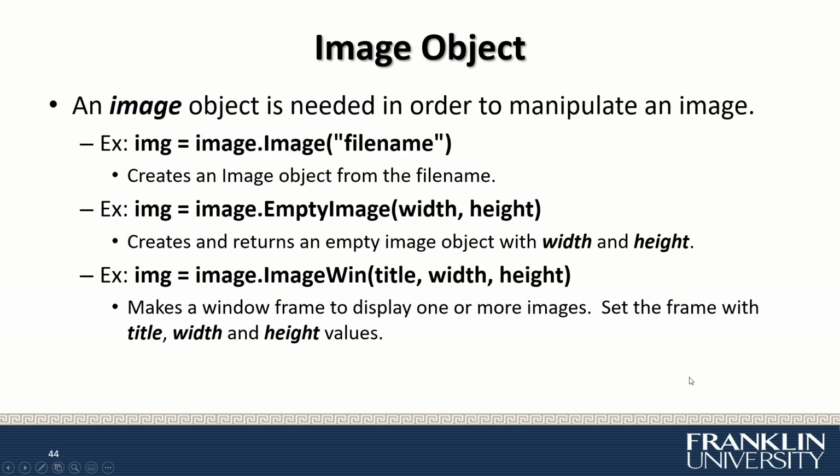For image objects, you need to open the file in order to manipulate the image. So using the image.image, I can open the file, in this case the GIF file. I can use image.emptyImage to create and return an empty image object with width and height. I can also create an image win. Basically you create a window frame to display one or more images. You set the frame with the title, width, and height in that order.